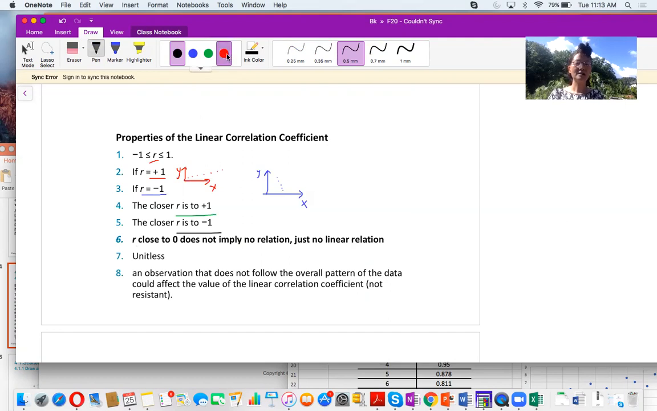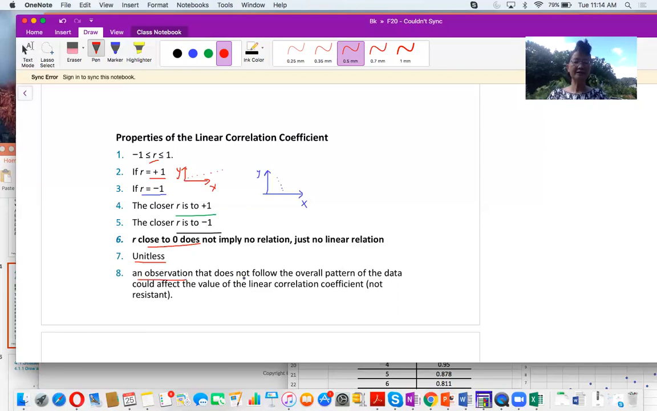And when r is close to 0, it does not simply mean no relation, but it is just a non-linear relation. It may have other relationships, for example, parabola or polynomial. Okay? The other property is the linear correlation coefficient does not have a unit. Last one for the property of linear correlation.